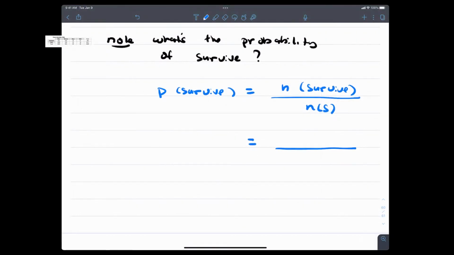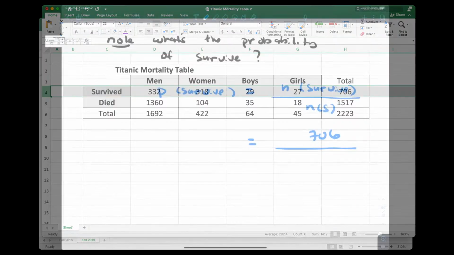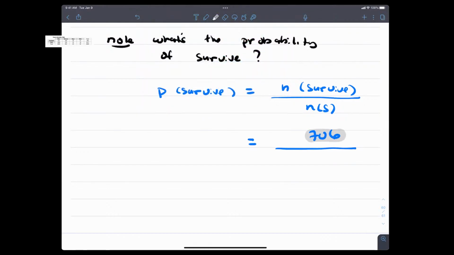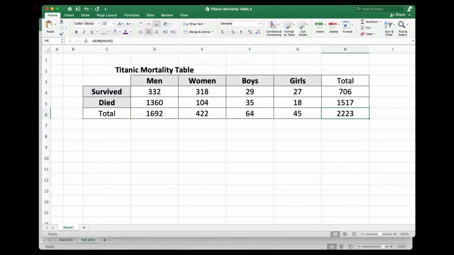Could you guys tell me how many people survived on the Titanic? 706 survivors. That's in my numerator. Is that right? 706 here, over what? 706 divided by what? The total. Right here. 2,223 in the sample.